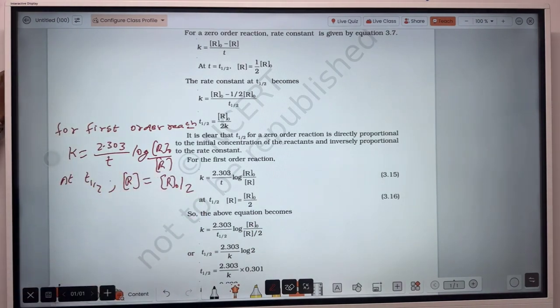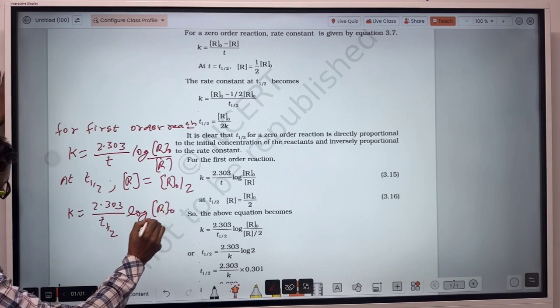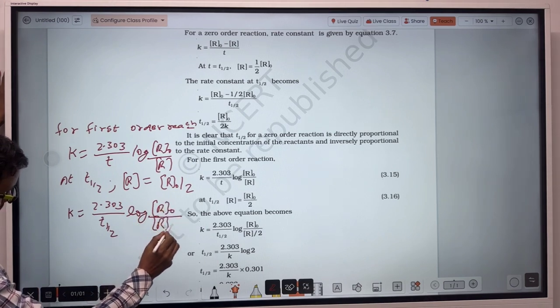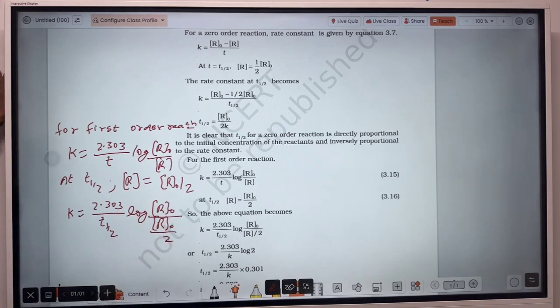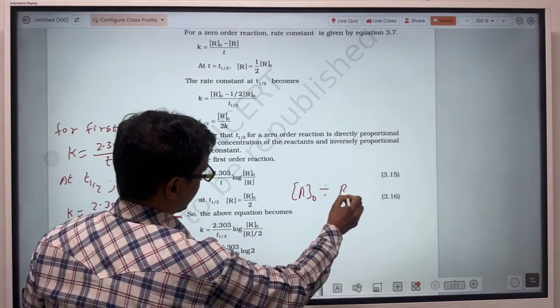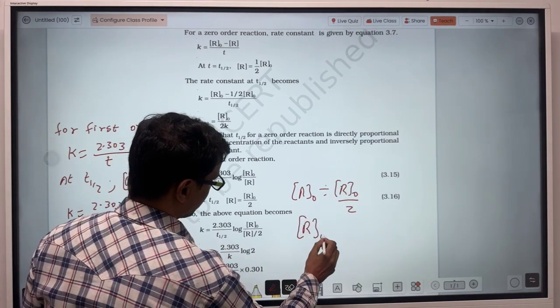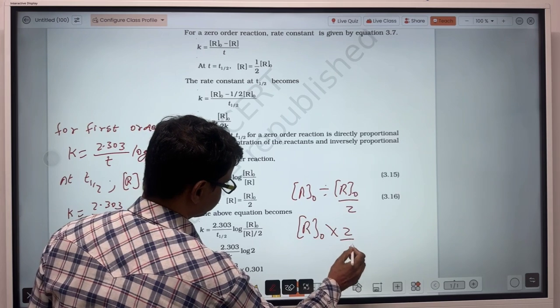So put the value here, R naught by R naught by 2. So K equal to... the main division line is this one. That means R naught divided by R naught by 2. That means that will be equal to R naught into 2 by R naught.